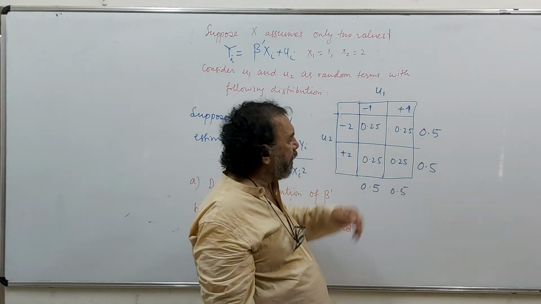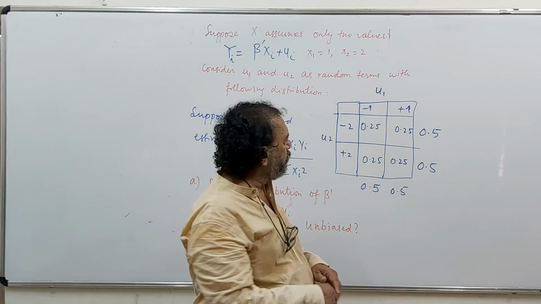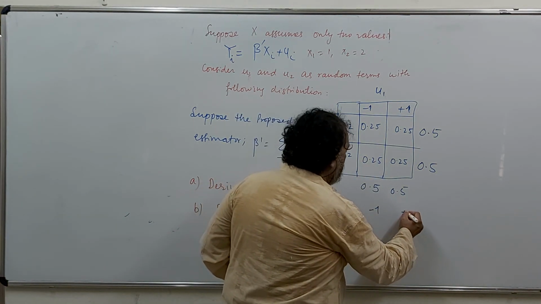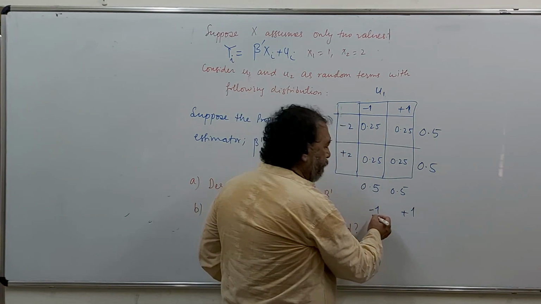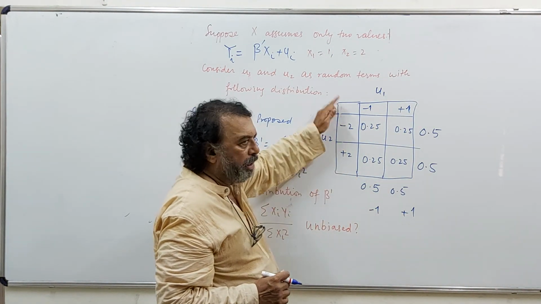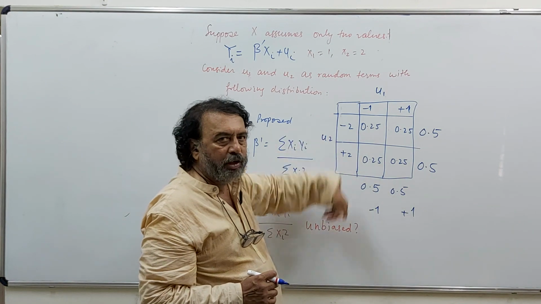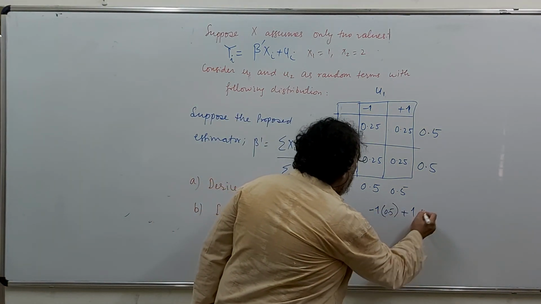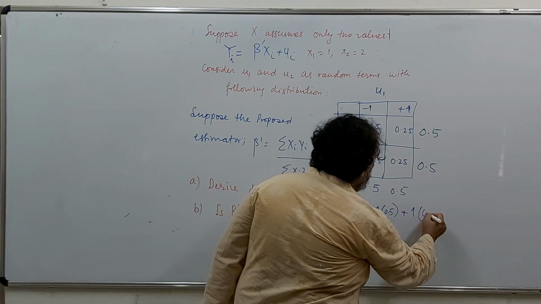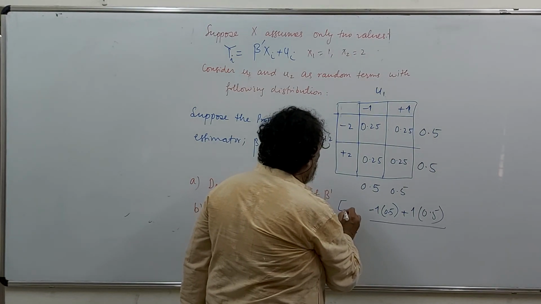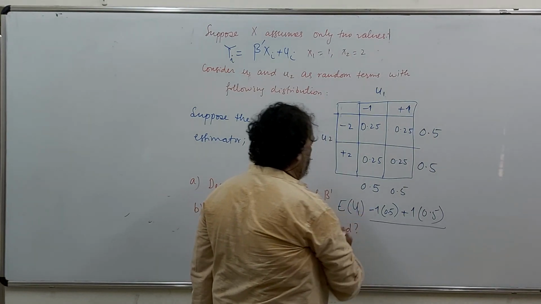That means the expected value of u1 would be equal to: either it takes minus 1 or it takes plus 1, and the probability of it taking minus 1, taking into consideration all associated values of u2, is 0.5, and for 1 also it is 0.5. So this will be my estimate of the expected value of u1.